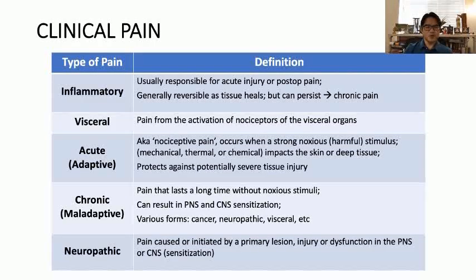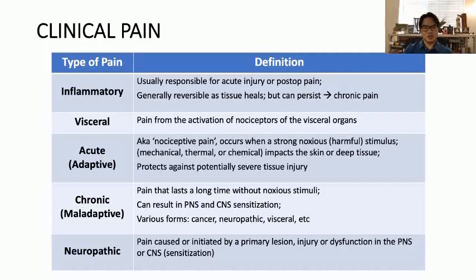Let's start by reviewing some of the clinical pain that we commonly see in our practice. Inflammatory pain is usually responsible for acute injury or post-op pain. This is the type of pain that generally can be reversed as the tissue heals or given an appropriate pain medication such as NSAID. If this type of pain persists, it can develop into chronic pain. Visceral pain is a type of pain from the activation of nociceptors of the visceral organs, for example, inflammation due to pancreatitis.